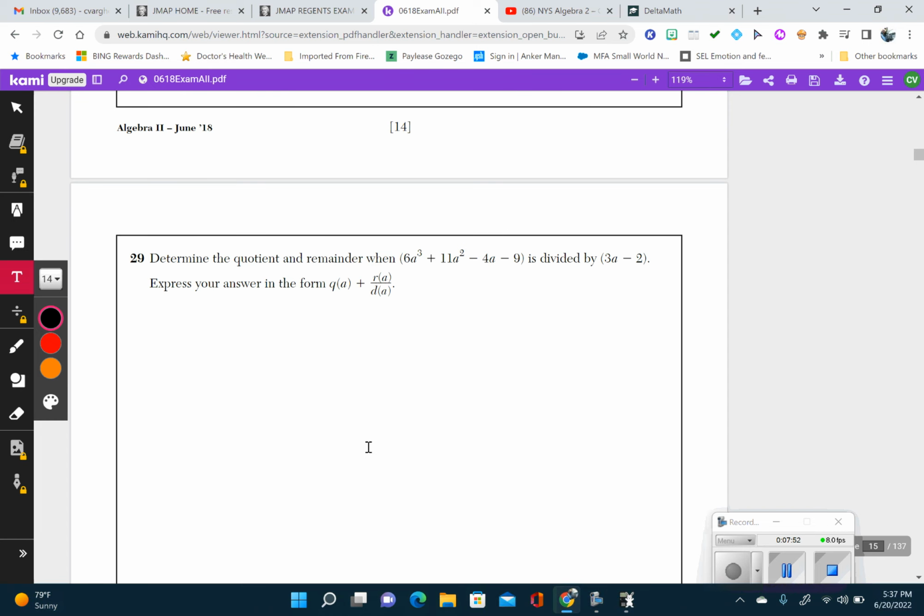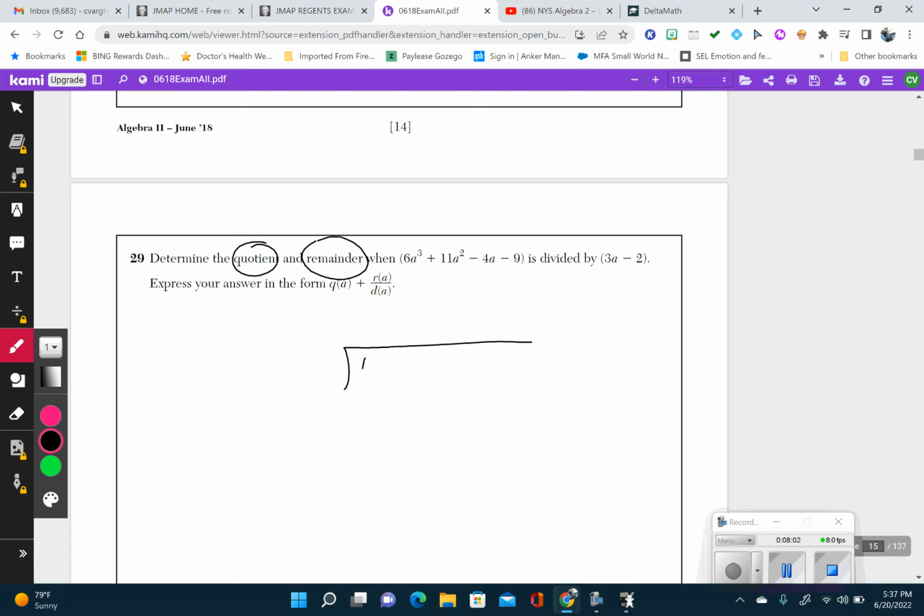So the next one is we're going to have to divide. Okay, so we're dividing two things. They're telling you to find the quotient and the remainder. So it's already telling you it's going to have a remainder. So we're taking this right here, which is 6a to the third plus 11a squared. So this is 3, this is 2, this is 1, this is 0. So everything is there. If one of them wasn't, then you have to put a 0 there. Like, for example, if they didn't have an a squared term, then you would have to put plus 0a squared. But since they have an a squared term, we just bring that down. And we're going to divide it by this, which is 3a minus 2.